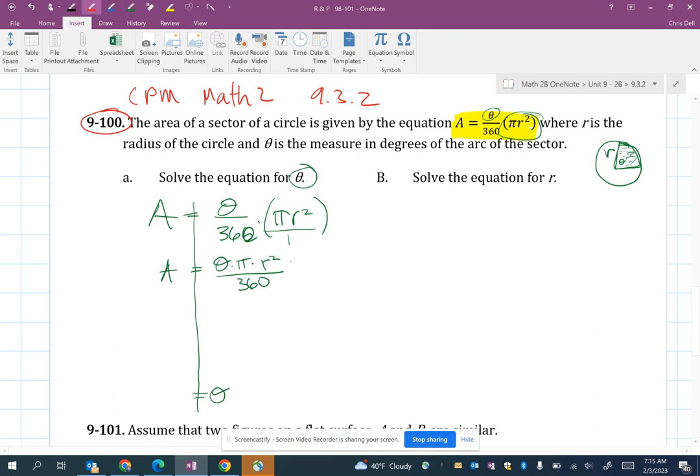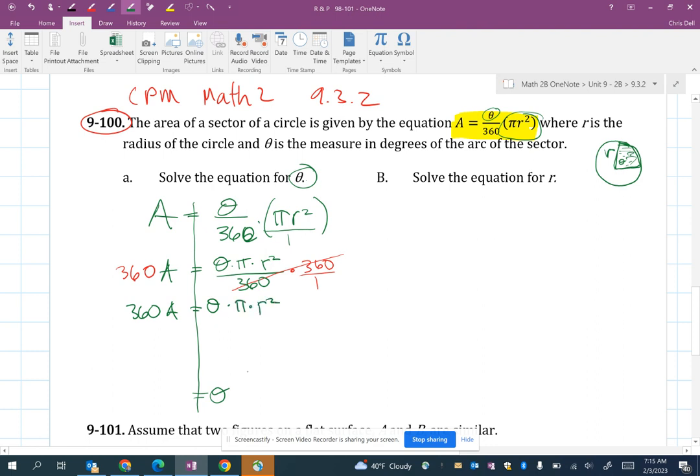So that gives me the opportunity to see that I just multiply this time by 360, right? Because when it's being divided by 360, multiplying by 360 cancels that out. That creates a 1. So on the other side as well, multiply by 360. Now I have a 360a over there. So let me rewrite our formula. 360a is equal to theta times pi times radius squared.